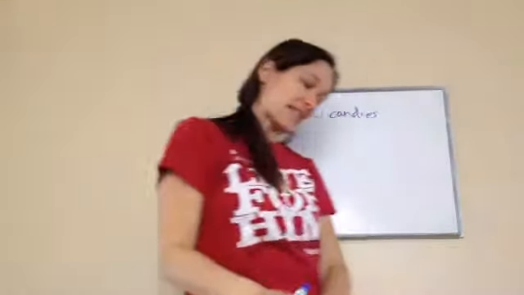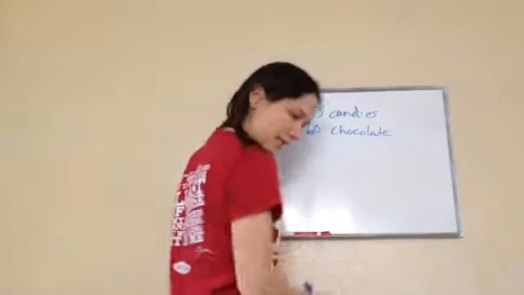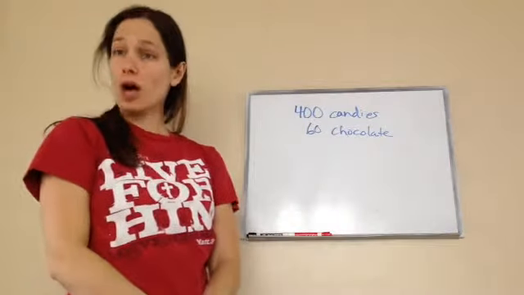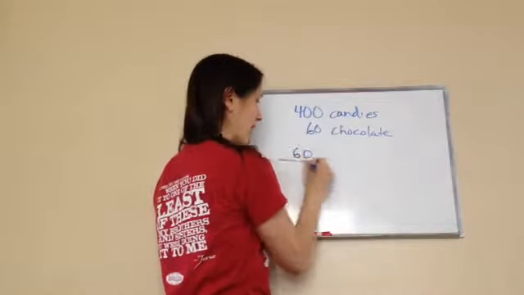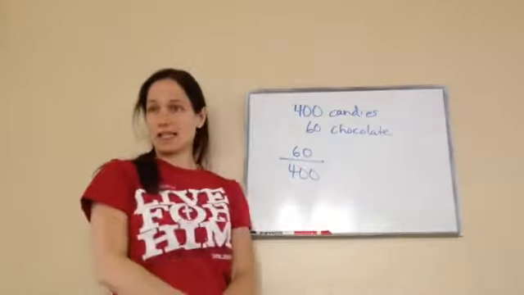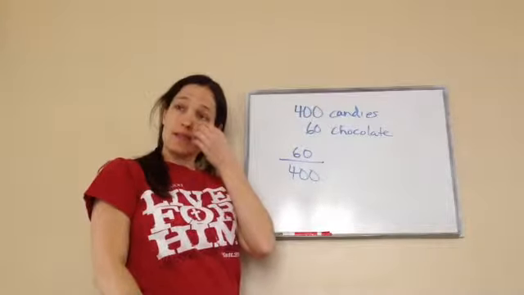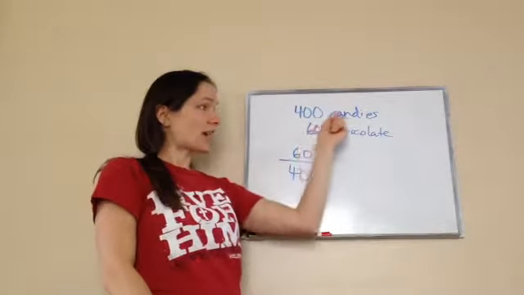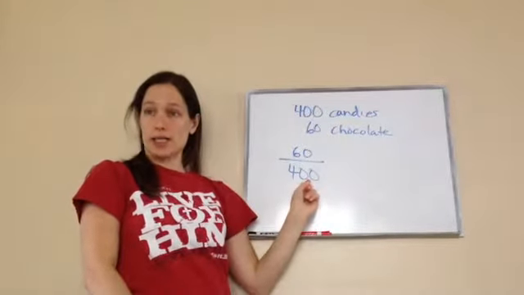If 60 pieces were chocolate, what percent of the candy was chocolate? Now, I've got 60 out of the 400 candies. What do I know 60 is? 60 are chocolate, right? I know that 60 of these candies are chocolate. So 60 out of 400 is chocolate.